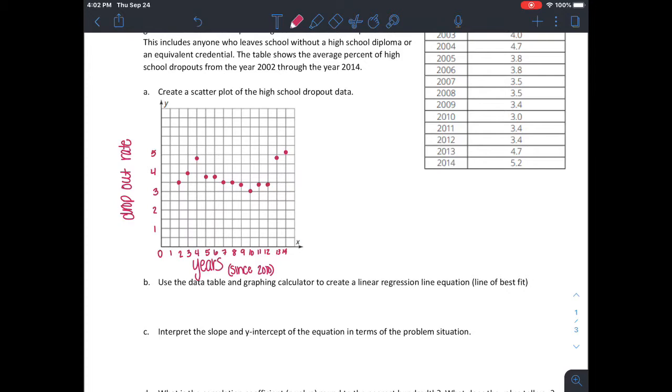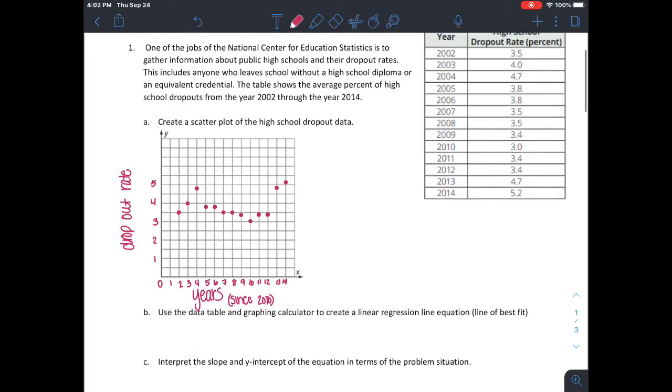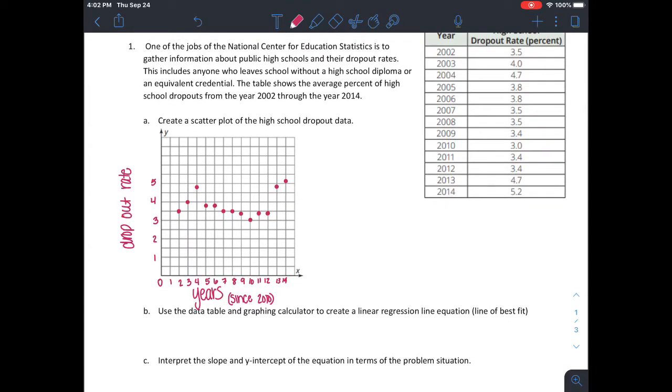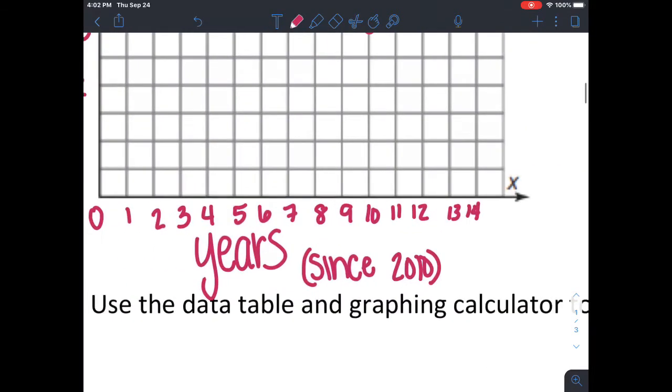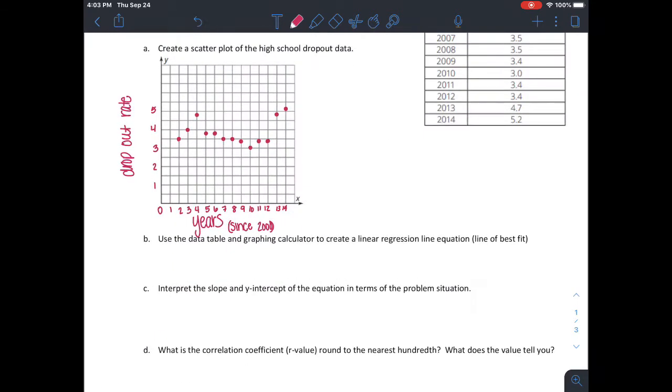Okay, so I created my scatter plot. Instead of listing the years 2000 to 2003, I just made my x-axis years since 2000. So then this is 2001, 2002, 2003, 2004, 2005, so on to 2014. And then I included my dropout rates, created my scatter plot.